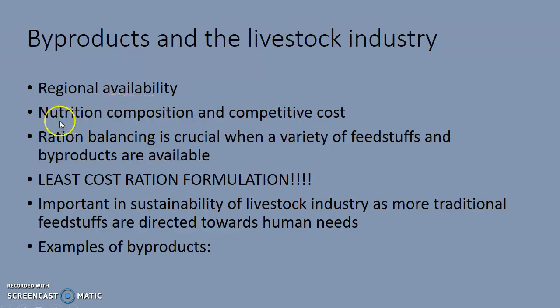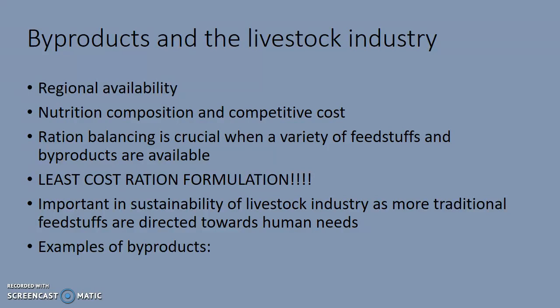The only thing is that you have to remember that ration balancing is crucial when a variety of feedstuffs and byproducts are available. You can't just keep throwing in and changing things as things become available at a whim. You want to make sure that you're meeting the animal's requirements. And again, that's where a nutritionist or taking some extra classes in feeds and feeding or livestock nutrition can be very beneficial to you in using those tools that are out there.